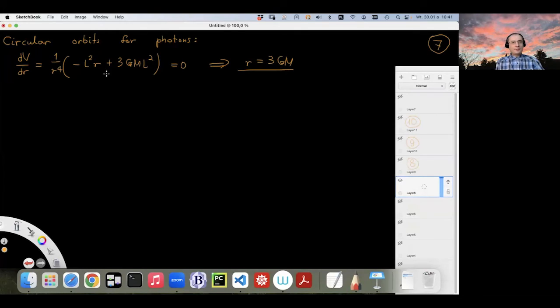And then it's also fairly easy to check that for this case, the second derivative is always negative, so this is unstable. Okay, so we have found there is obviously a maximum in the value of the potential, always attained at r equal to 3GM. Let's go back to the plot.